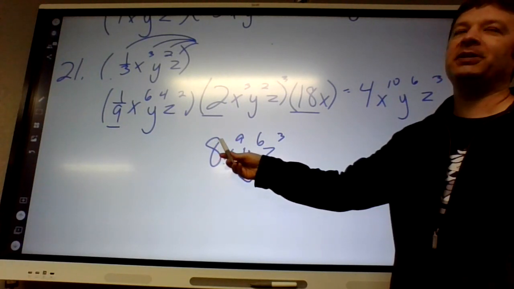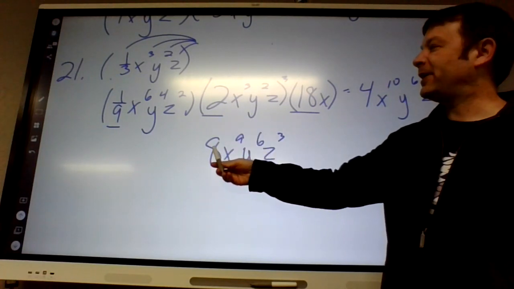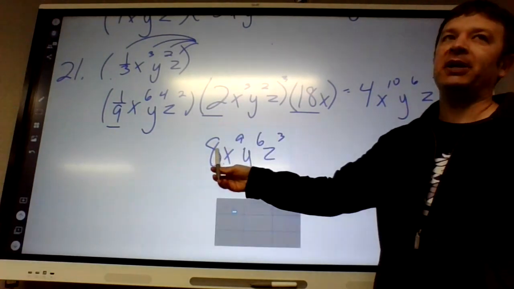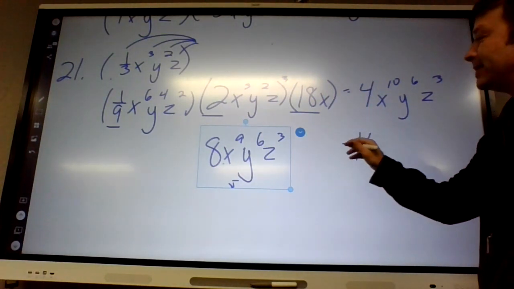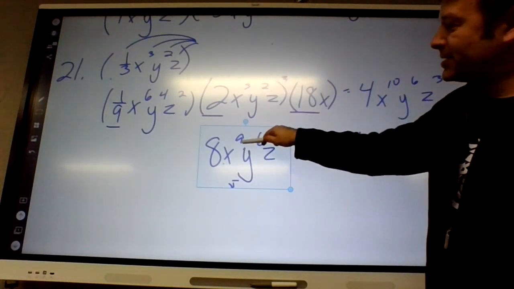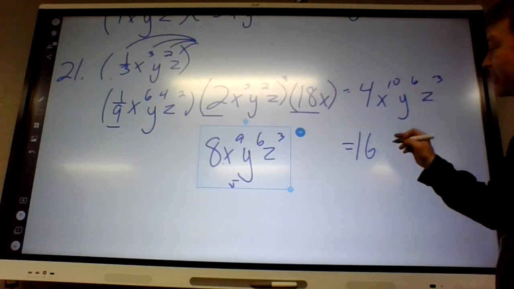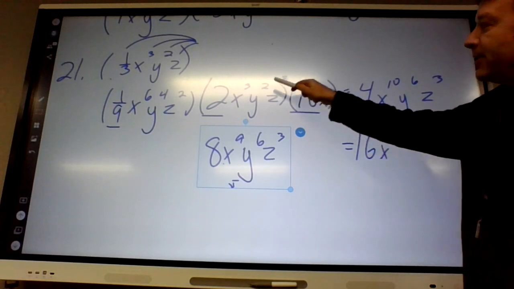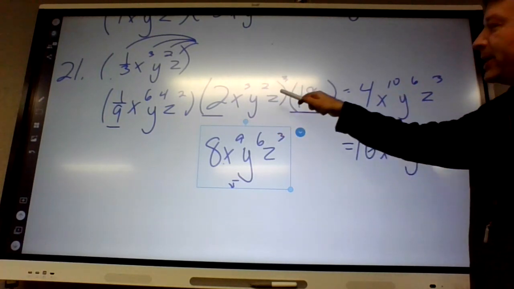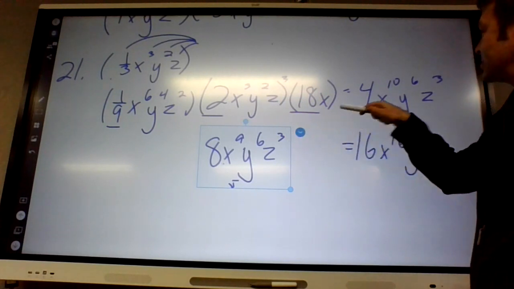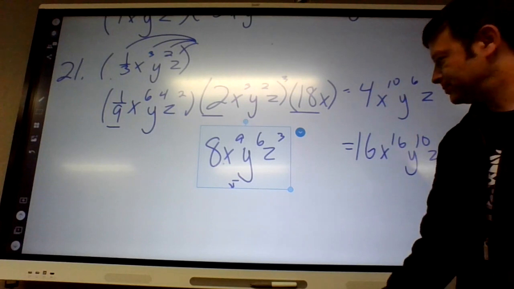Here's how I'm going to fix it. Listen. I'm missing a factor of... I changed the 2 to the 8, so I'm missing a factor of 4. So we need to multiply that by 4, so it should have been 16. We got 6 more x's than we had, so we need to add 6 to that. We have 4 more y's than we had. And then we had 2 more z's than we had. So it just goes up to that.